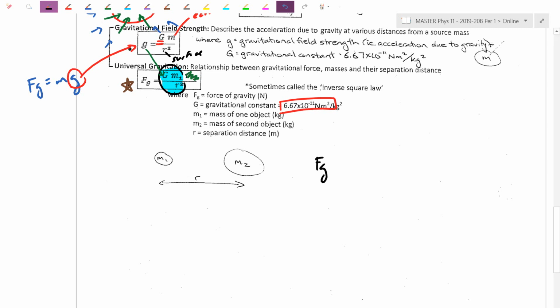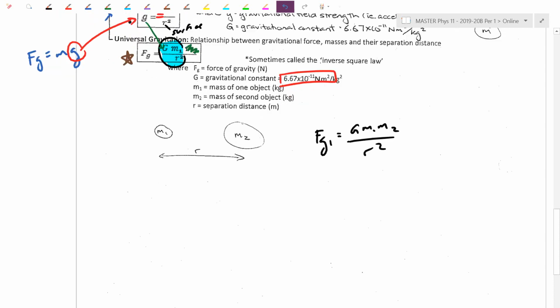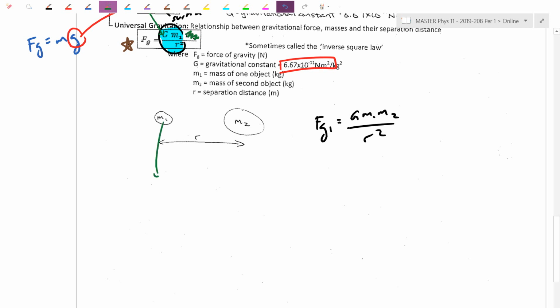Say, for example, Fg1 is our formula GM1M2 over r squared. Let's say the mass m1 suddenly becomes 3 times m1. It's 3 times as big, but everything else is left the same. Without actually going through the actual numbers, I can just ask you generally, how does the gravity in the new case compare to the original case?